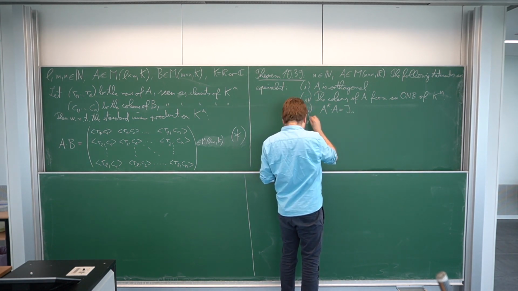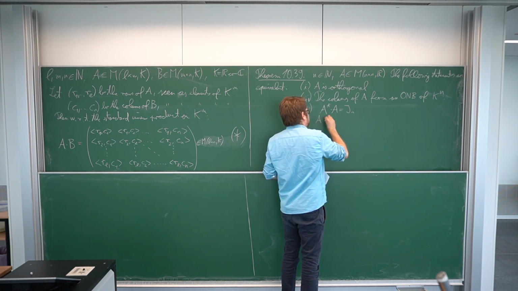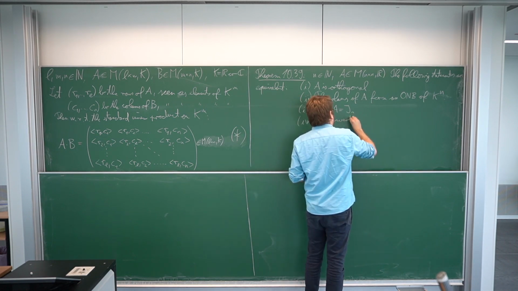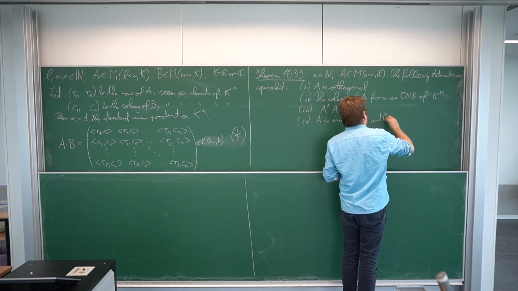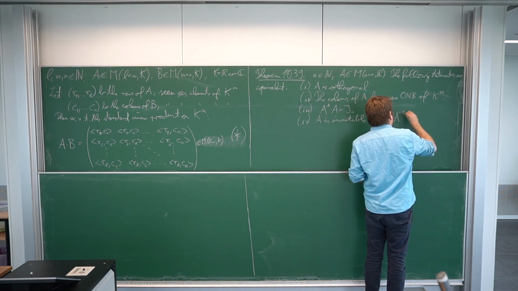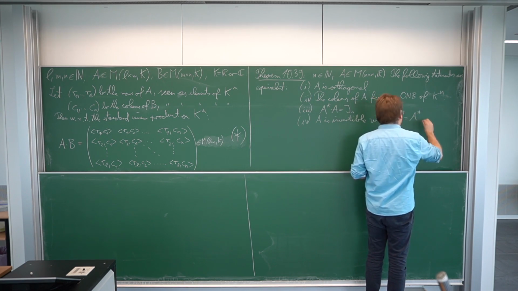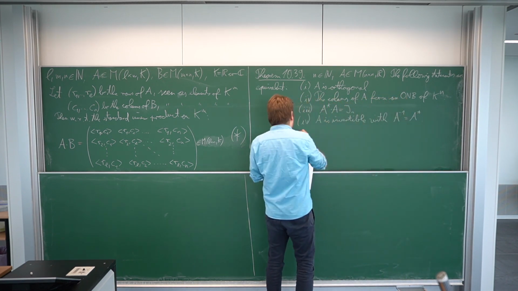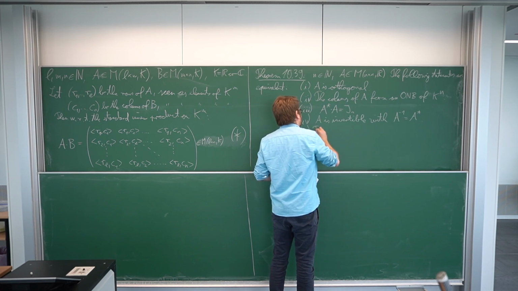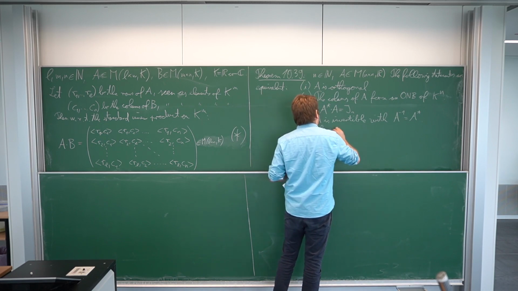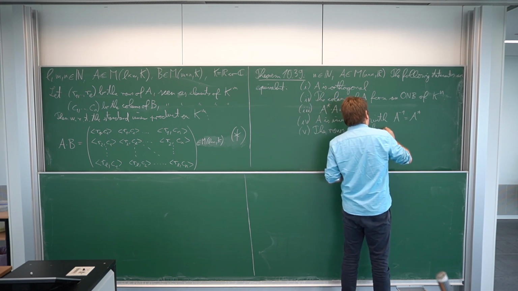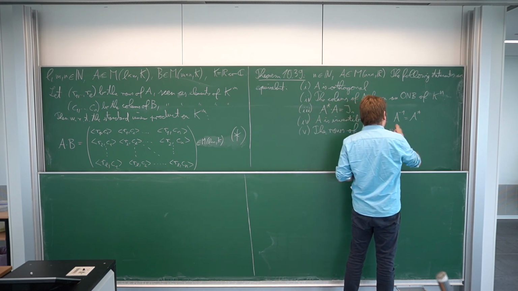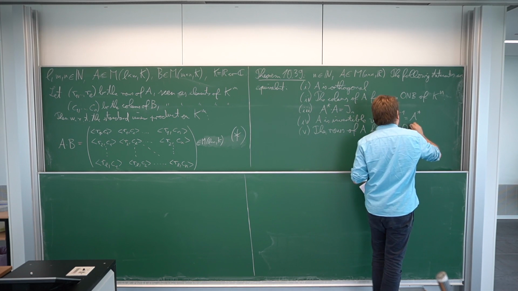Point 4, A is invertible, and its inverse is given by its transpose. And finally 5, the rows of A form an orthonormal basis of Kn as well.